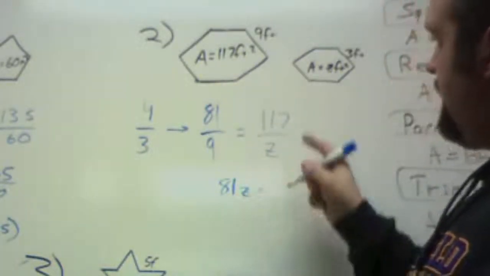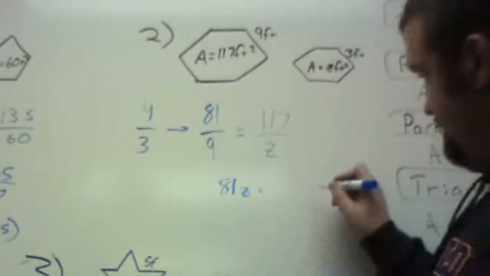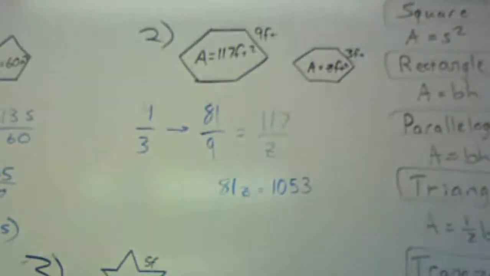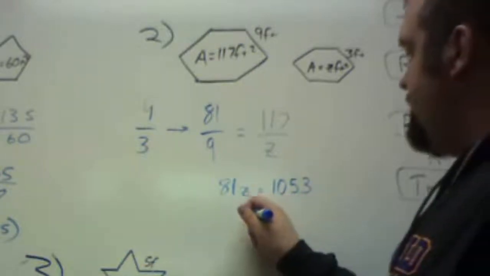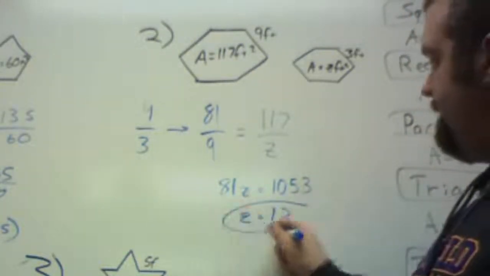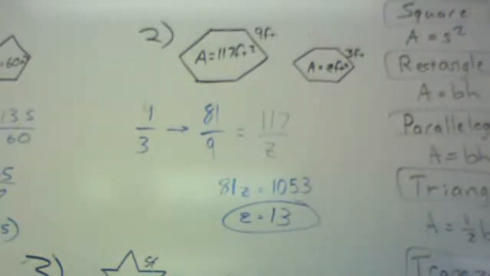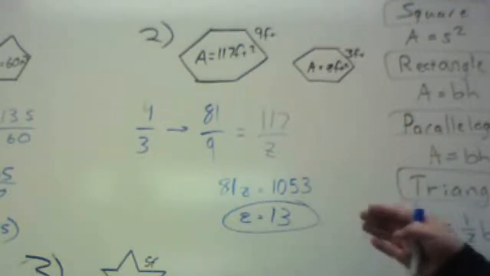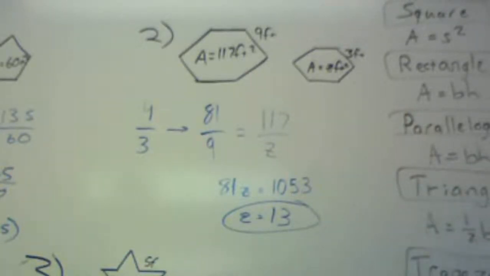81z equals 9 times 117. 81z equals 1053. Divide 81 to both sides, and you should get 13. And feet squared is already there, so I shouldn't put it in my answer. Meters wasn't attached to x before, so I didn't put it in my answer. I had to put it in my answer here. If I put it in there, I'm being redundant. 13 feet squared, feet squared. Just leave it as z equals 13. But there we go.